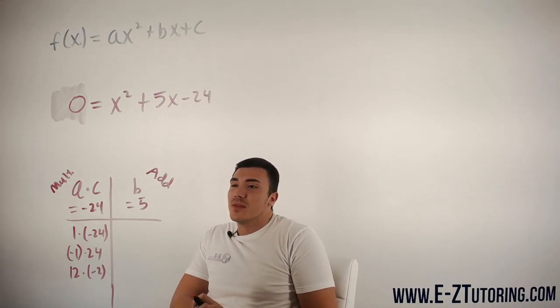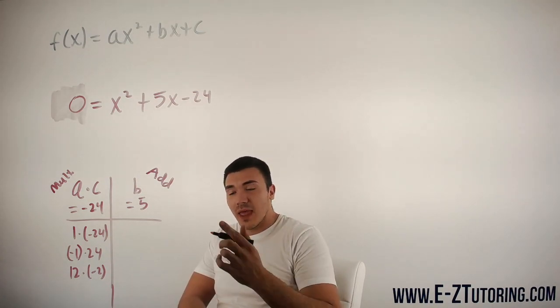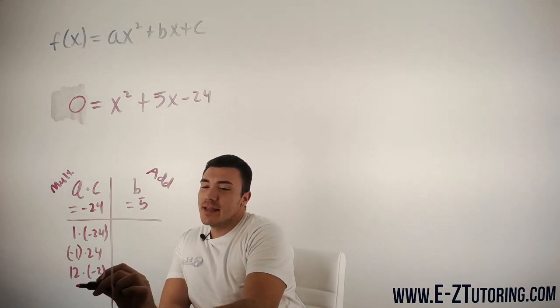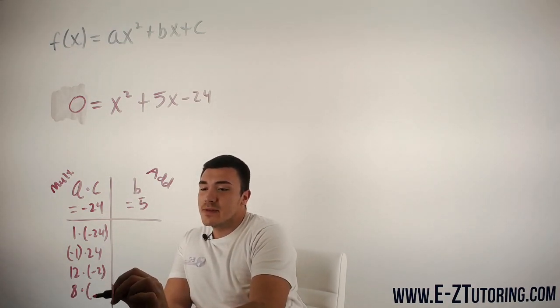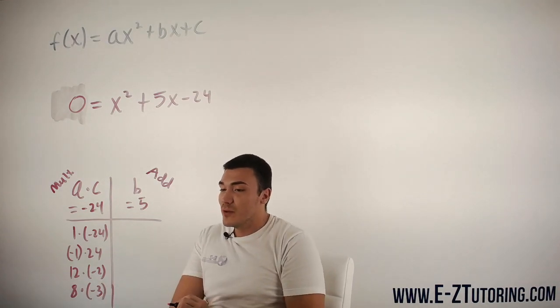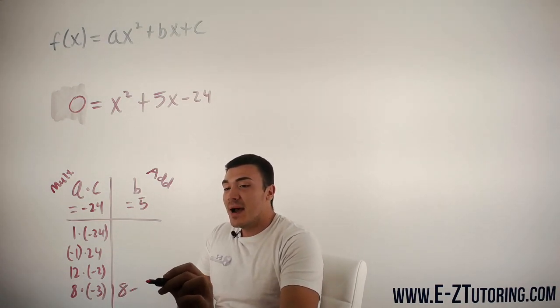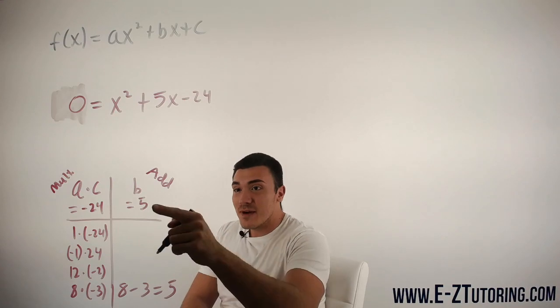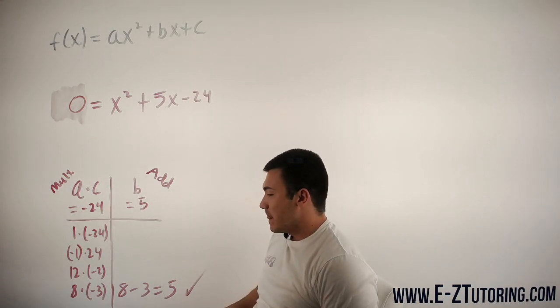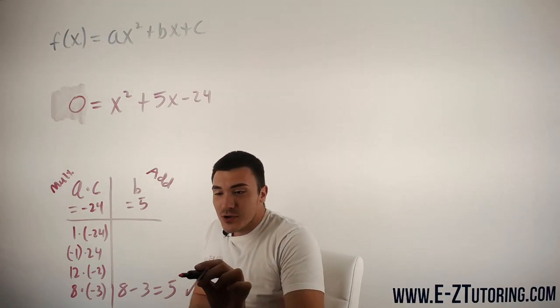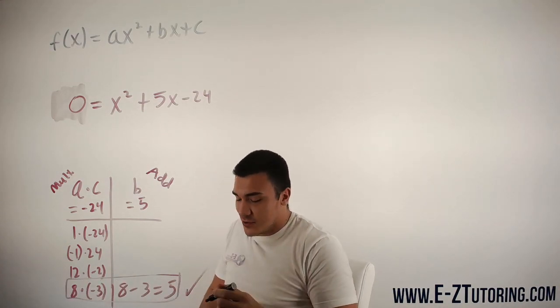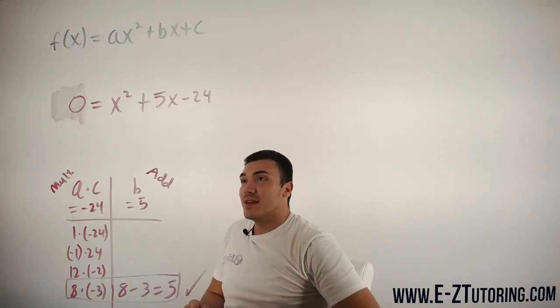Now you want to keep playing around with these divisors until you find your numbers that actually work. So after doing this for a little bit, you will see that the numbers 8 times negative 3 will work because 8 minus 3 is equal to 5, which is exactly what we wanted. So these are your two numbers that you will use to factor this.